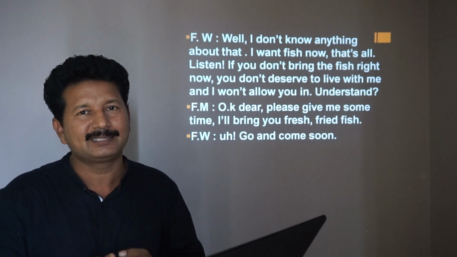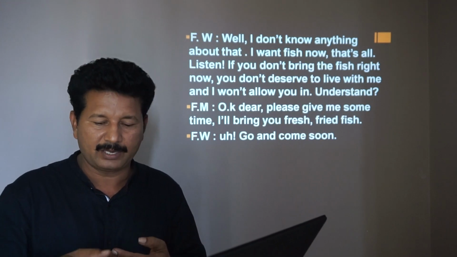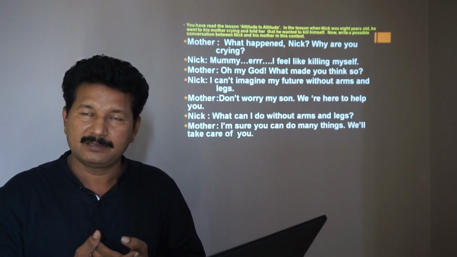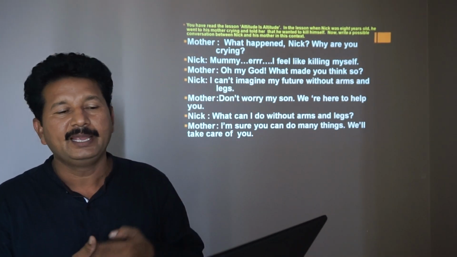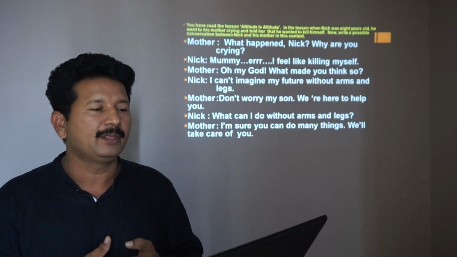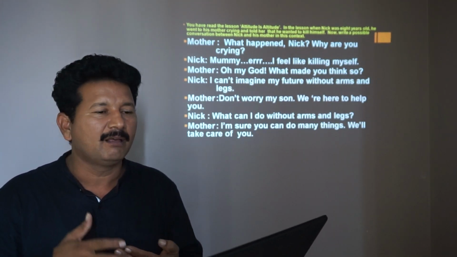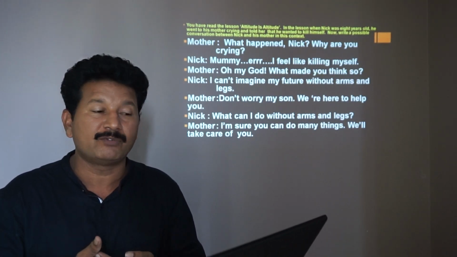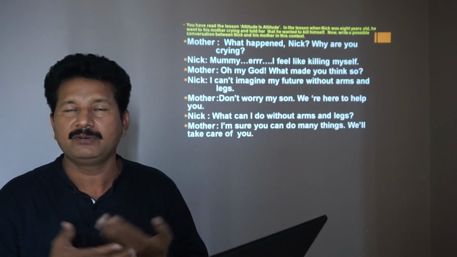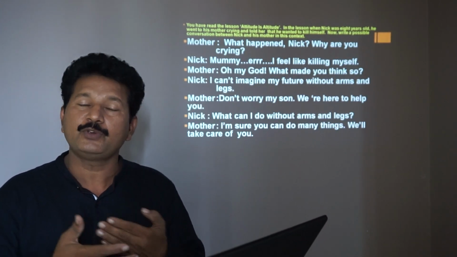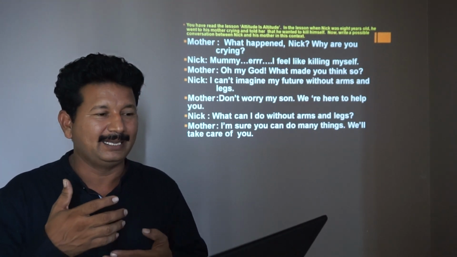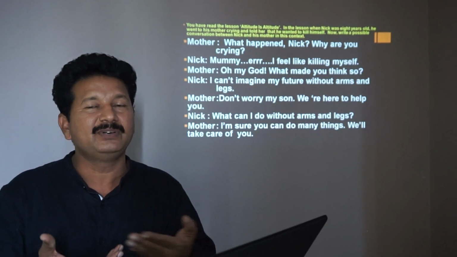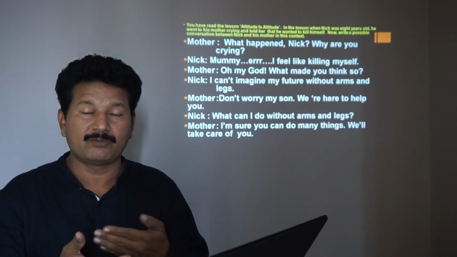Now we will take another example from our text. Okay, we'll see now. Well, the input is you have read the lesson Attitude and Altitude. In the lesson, Nick was 8 years old. He went to his mother crying and told her that he wanted to kill himself. Now write a possible conversation between Nick and his mother in the context. Now you have to think whether the mother is happy or sad when she listens to her son's words. This is how the conversation begins.